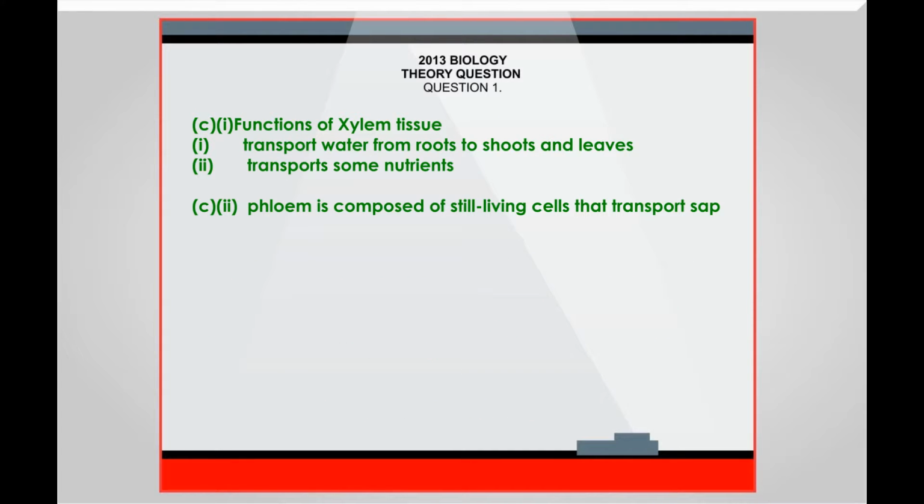C. Functions of xylem tissue. I. Transport water from root to shoots and leaves. II. Transports some nutrients. Phloem is composed of still living cells that transport sap.